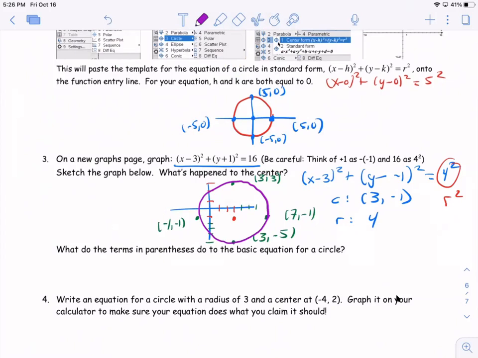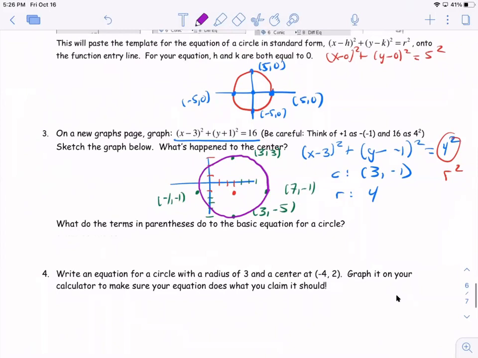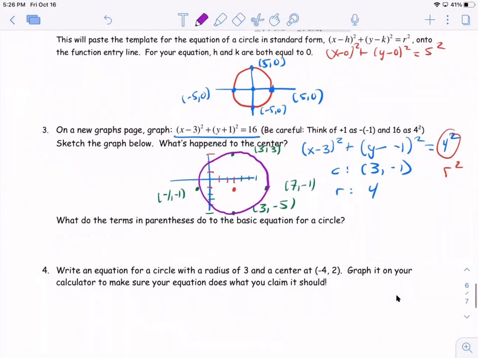Okay, so now we're going to think a little bit about what the terms in the parentheses do to the basic equation for a circle. Originally, we just had x squared plus y squared equals r squared. That was a circle that was centered at the origin. So what happened when we have this minus 3 or minus negative 1? The center was shifted. So the terms in parentheses shift the center.